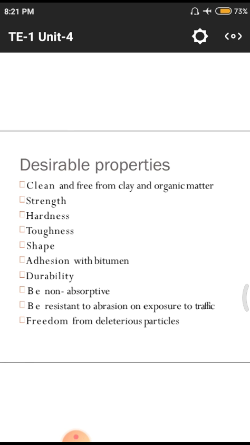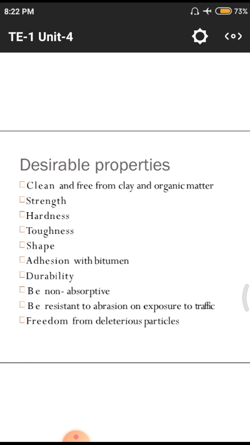Due to those temperatures, the flexible pavements will turn into a liquid state, and when vehicles move on those pavements, the shape and texture will be destroyed by the movement of the vehicles. All those come under freedom from deteriorating particles. Why? Because here the deteriorating particles are the sun rays. Those sun rays act directly onto the surface. Due to temperature, melting of this bitumen takes place.